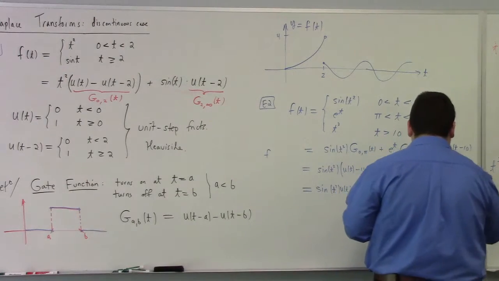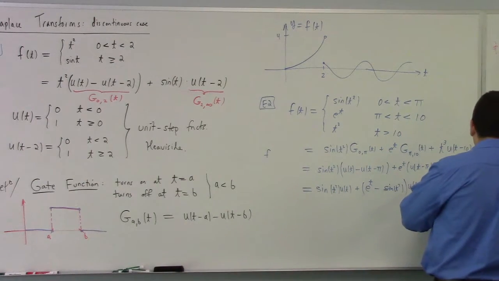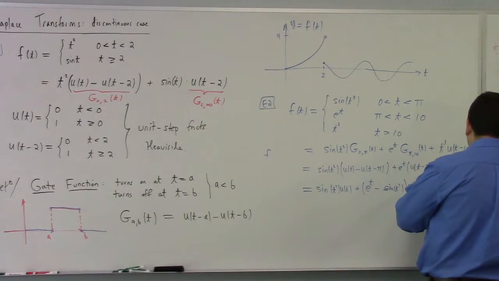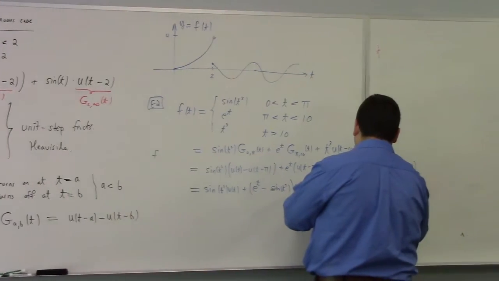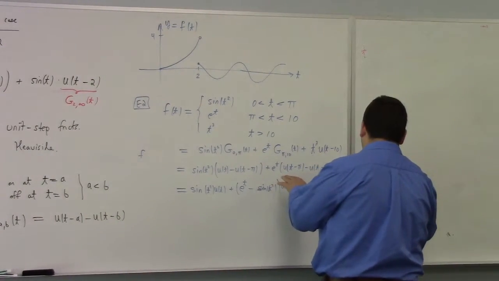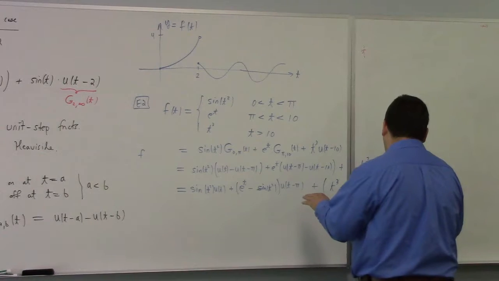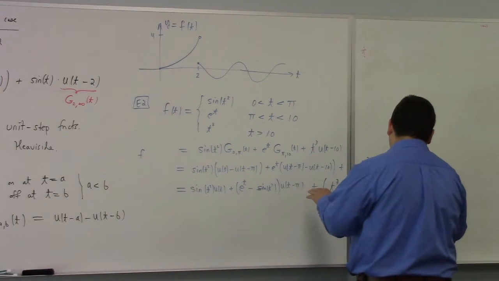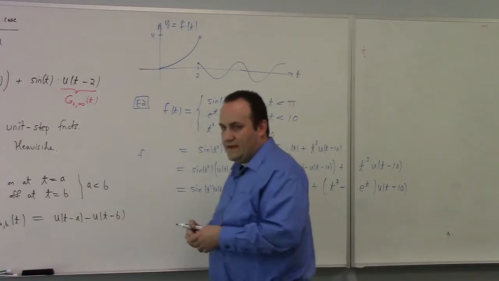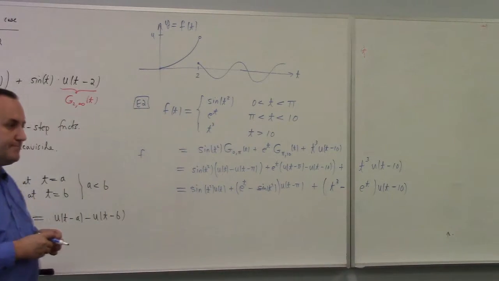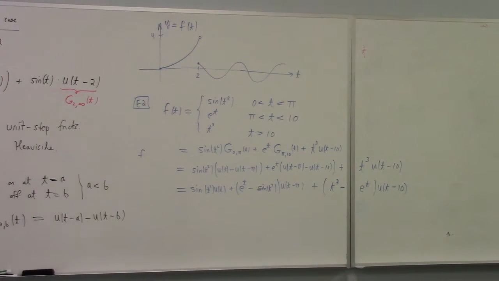And then there's also this, for 10, I've got t cubed minus e to the t times u of t minus 10. So you can always gather together terms like that. It'll be a sum of functions times unit step functions.